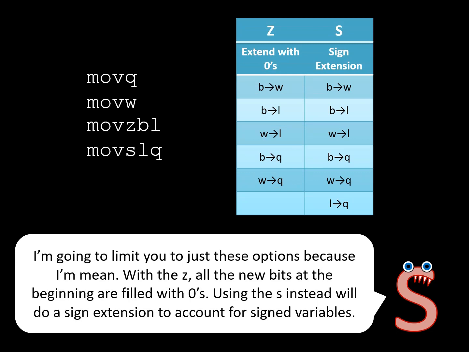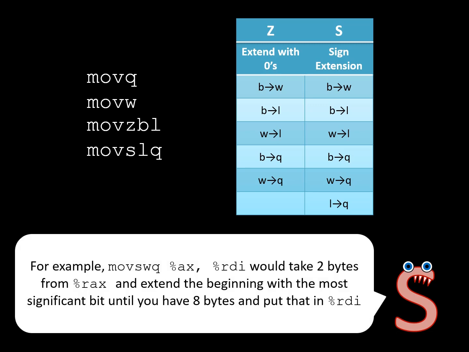With the Z, all the new bits at the beginning are filled with zeros. Using the S instead, we'll do a sign extension to account for signed variables. For example, MOVSWQ %AX, %RDI would take 2 bytes from %RAX and extend the beginning with the most significant bit until you have 8 bytes and put that in %RDI.